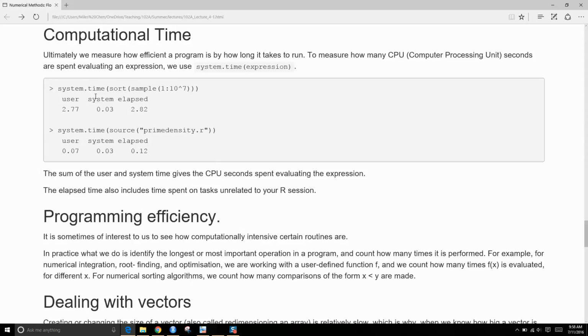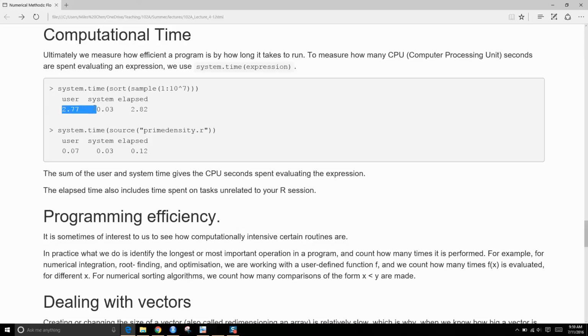So here I've got system.time, and then here I've shuffled up 10 million integers, and I've asked this computer to sort them, okay? You can use this thing called system.time, and it measures how long the computer takes to run this thing, okay?